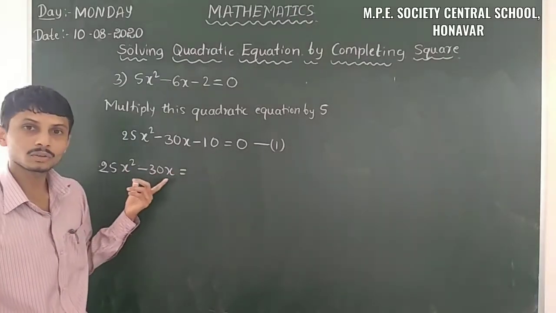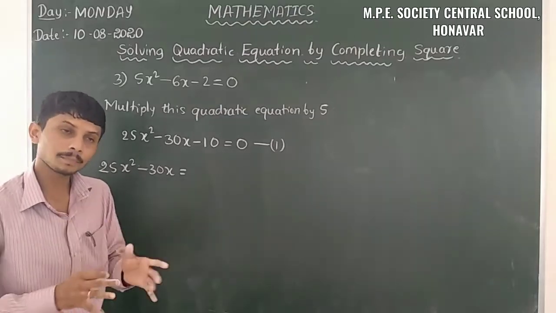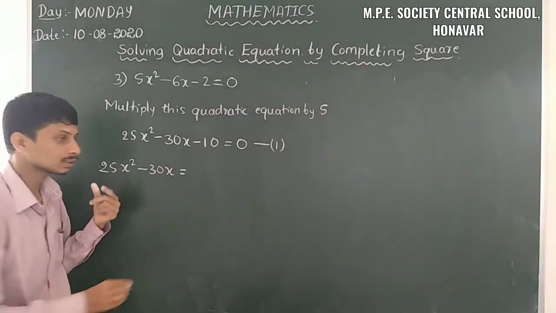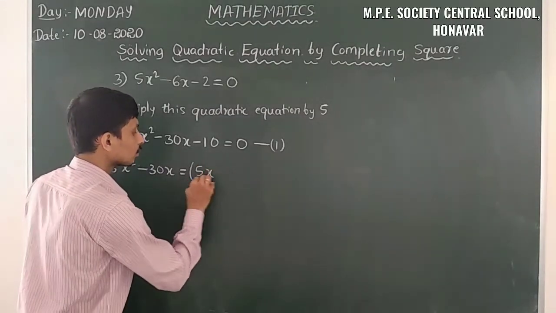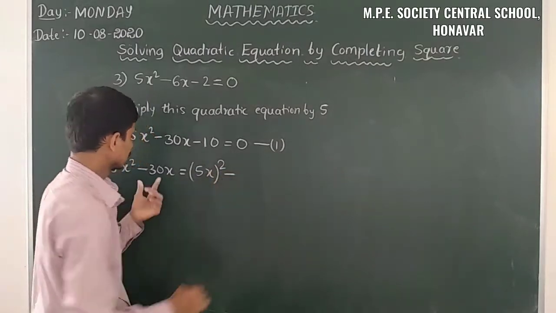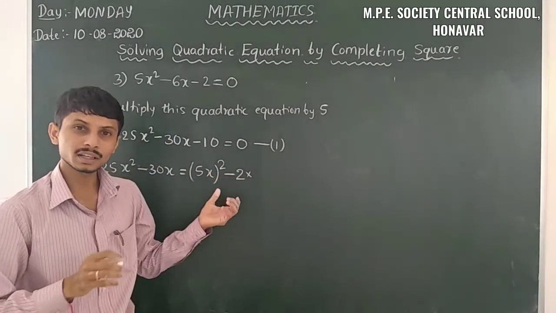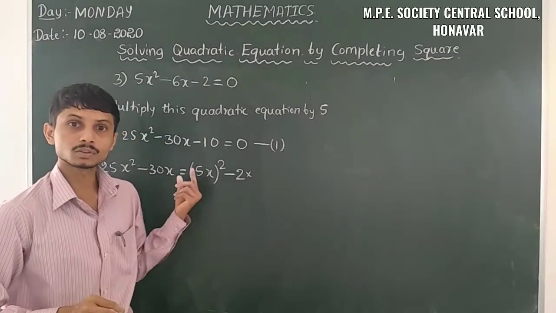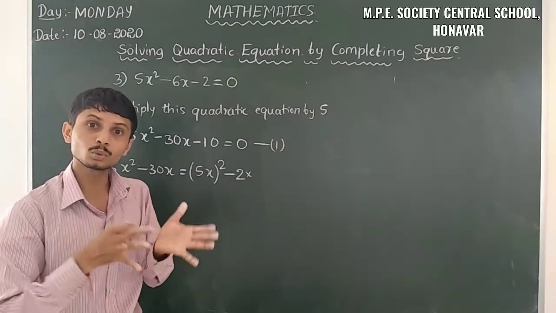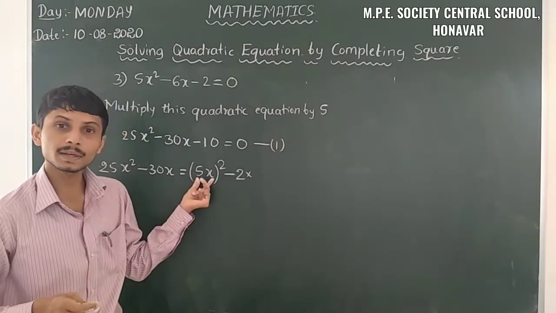Then what do we have to do? We have to take it in the form of a complete square. So it can be written as 5x whole square, then minus. 2 is the common term. When we are taking 2ab, 2 is common, so 2a is also here. So the value of a is 5x.